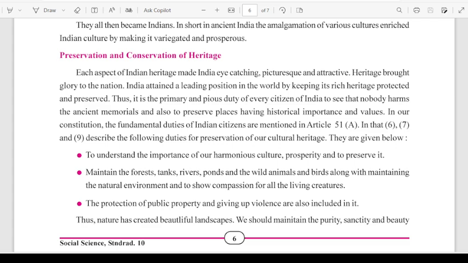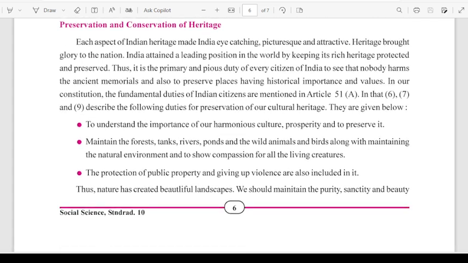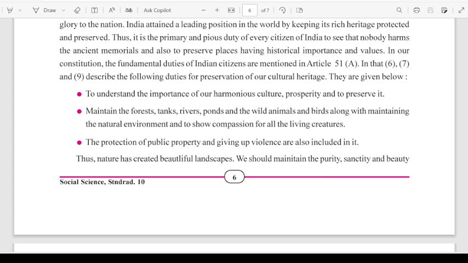In our constitution, the fundamental duties of Indian citizens are mentioned in Article 51A. In that 6, 7 and 9 describes the following duties for the preservation of our cultural heritage. They are given below. To understand the importance of our harmonious culture, prosperity, and to preserve it. Maintain the forests, tanks, rivers, ponds, and the wild animals and birds, along with maintaining the natural environment, and to show compassion for all the living creatures. The protection of public property and giving up violence are also included in it.